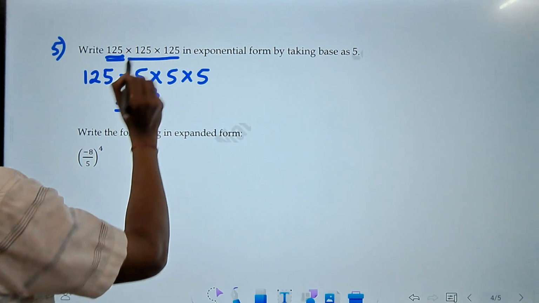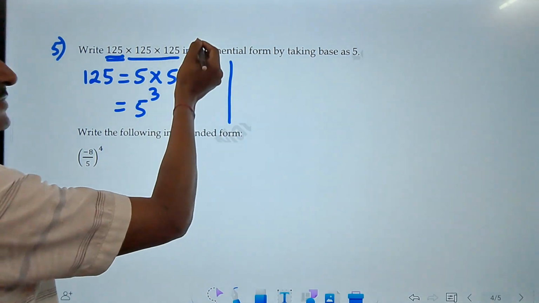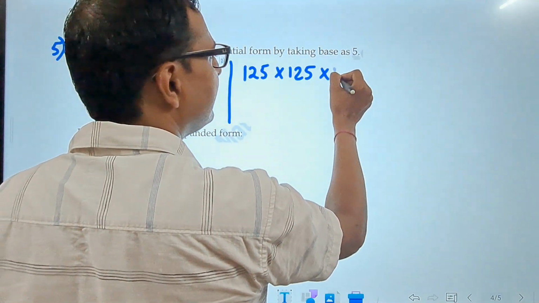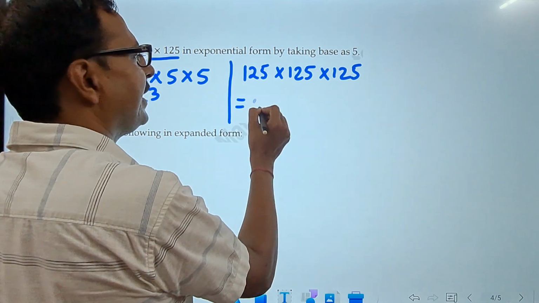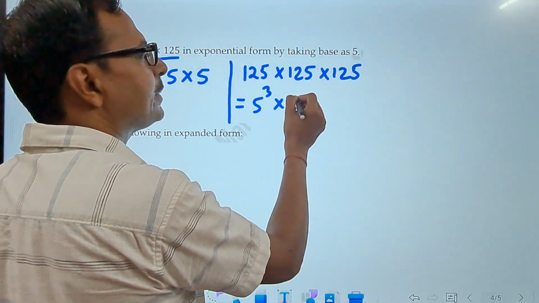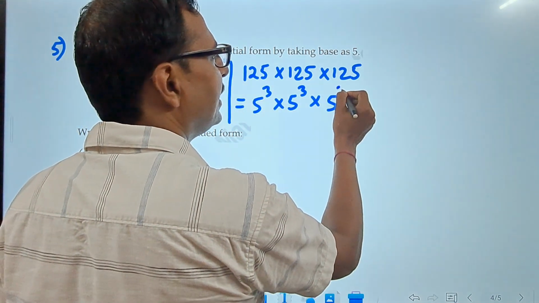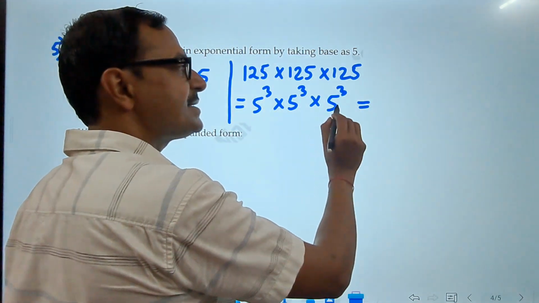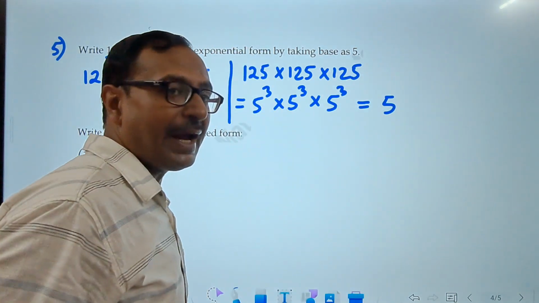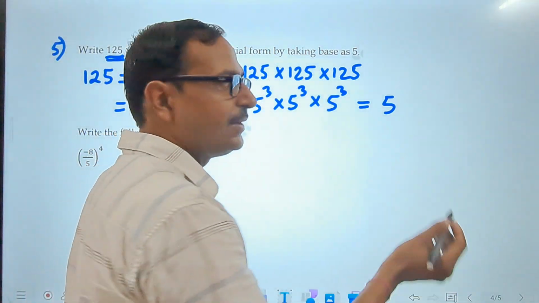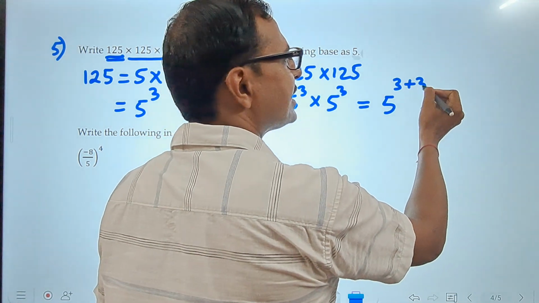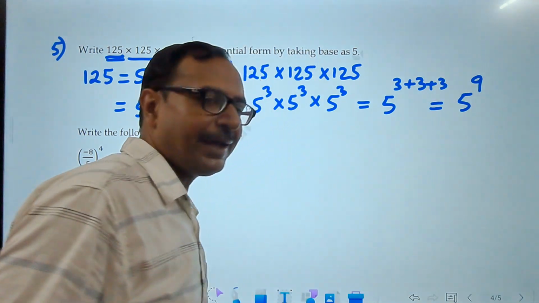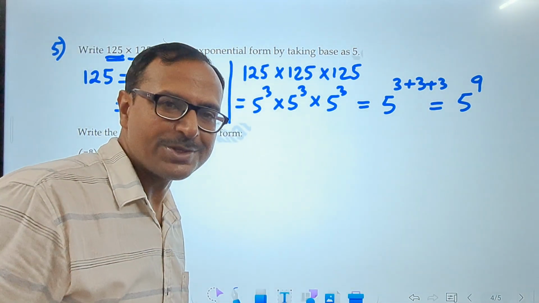Now the question has 3 such 125s. So 125 times 125 times 125 can be written as 5 raised to power 3 times 5 raised to power 3 times 5 raised to power 3. And now I can apply the product law, which states that when the bases are the same, the base remains as such and the exponents get added. So I can add all the 3 exponents to get the final result as 5 raised to power 9, and that is the answer for this particular question.